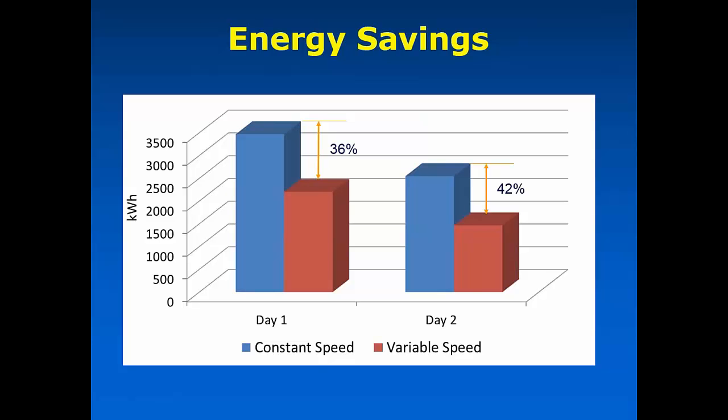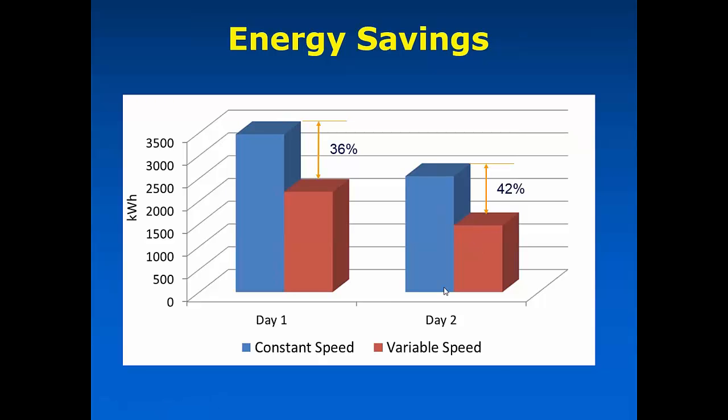So just taking those last two bottom right-hand corner graphs that we had and plotting the differences in the energy requirements, kilowatt hours, over a one-day period, we can see that the energy savings for the wet weather event was 36%, and the energy savings for the dry day was 42%.